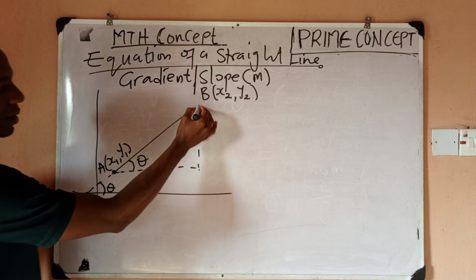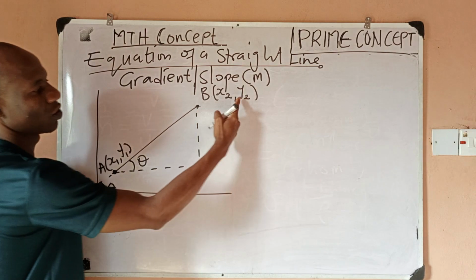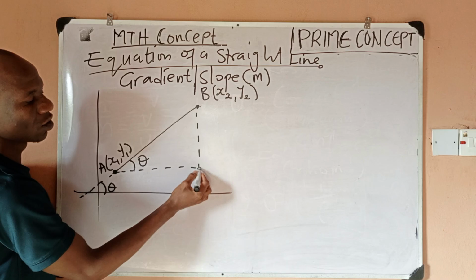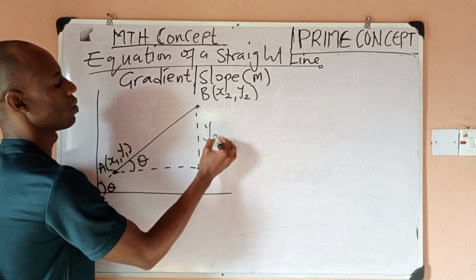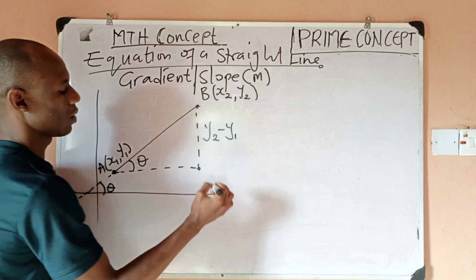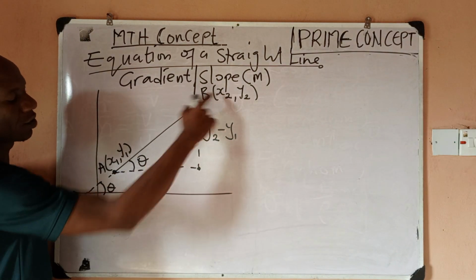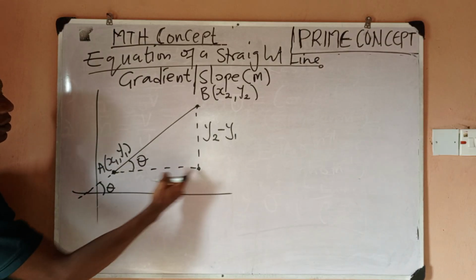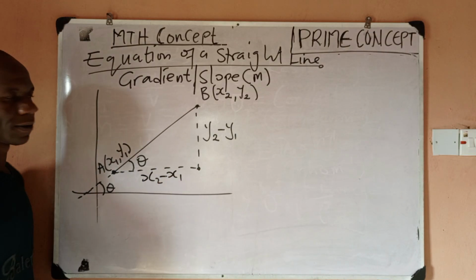Now let's get this length. If at this point you have y2, it means that at this lower point you have y1, so that this height is going to be y2 minus y1. Similarly, for the x-axis, if at this point you have x2, at this point you have x1, then this distance is going to be x2 minus x1.